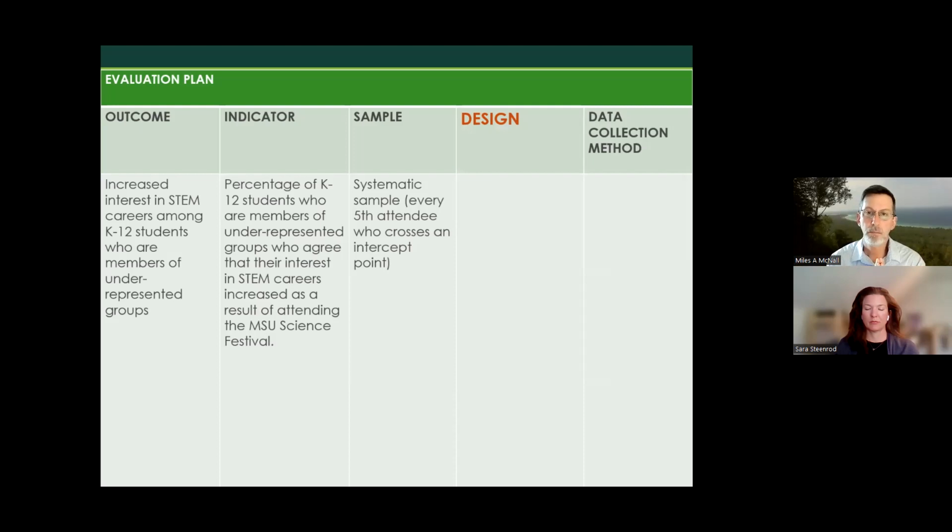So the Intercept Method is essentially you draw an invisible line across a physical space, and then you capture people as they cross that line. So we used a skip rate of every 5th attendee, and that's how we drew our systematic sample for the Expo event.